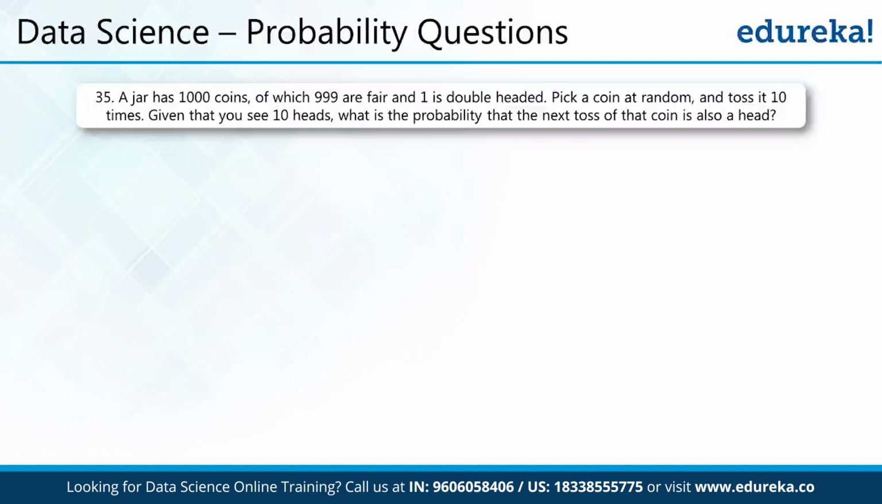We need to now pick a coin at random from this jar and toss it 10 times. Given that we have seen 10 heads already in those 10 tosses, what is the probability that the next toss of the coin is also going to be a head? We are given a statement here that 10 heads are already seen. What is the probability that the 11th toss would be a head? Okay, so let's see how we approach this.